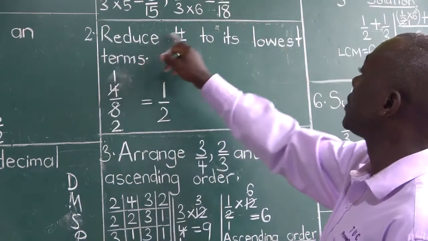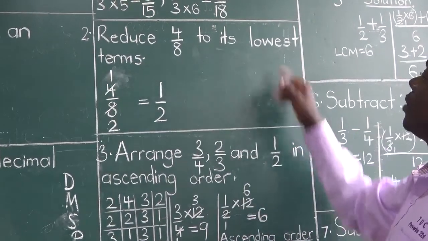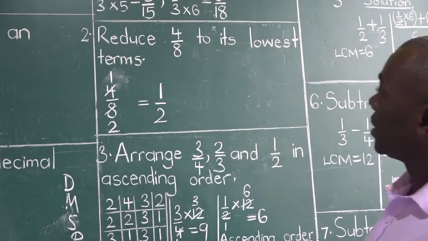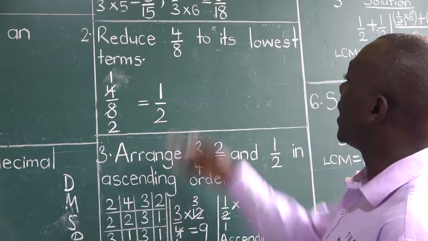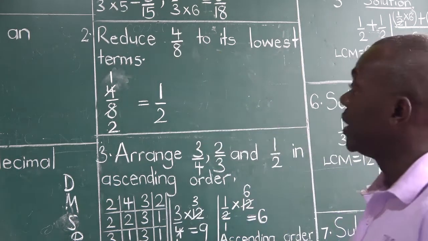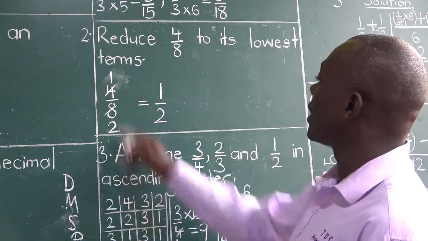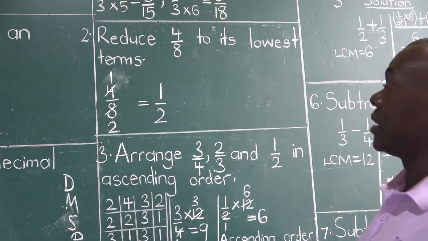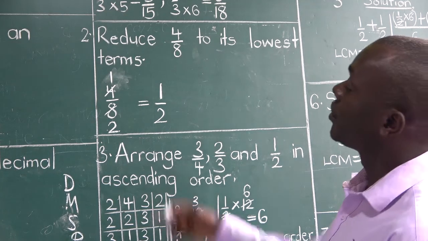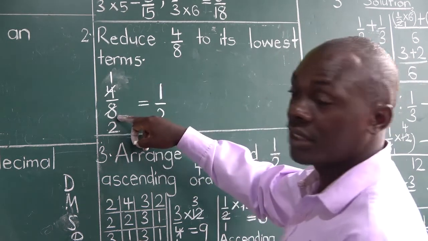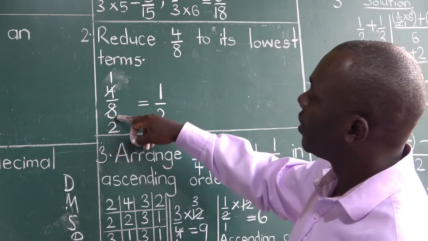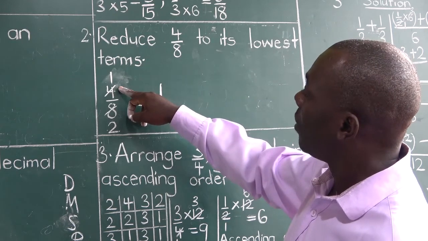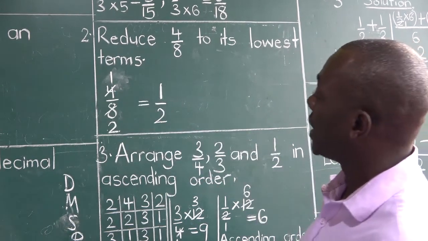The question tells us: reduce 4 out of 8 to its lowest terms. In other words, find the equivalent fraction to 4 out of 8. So we write 4 out of 8 and look at 4 and 8 as numerator and denominator, and ask ourselves which number divides both 4 and 8 without leaving a remainder. Of course it's 2, but there's a bigger and better one. It is 4. Both 4 and 8 are divisible by 2 as well as 4.